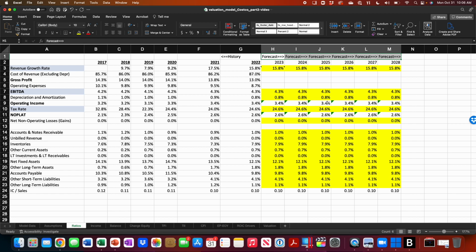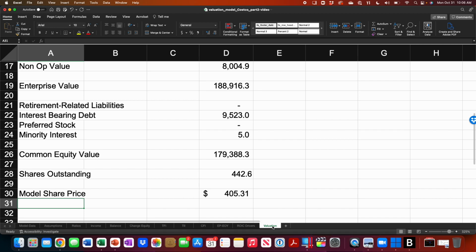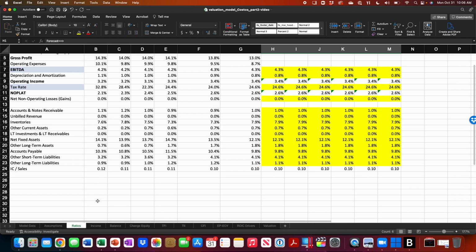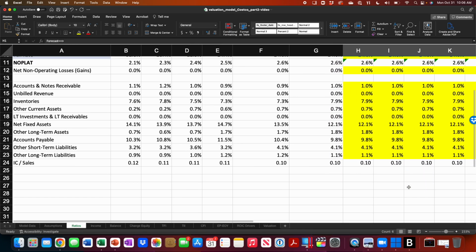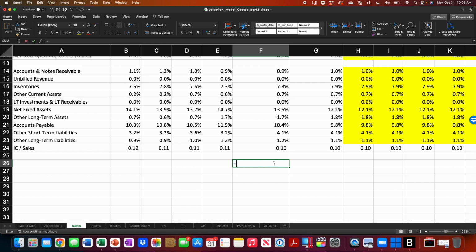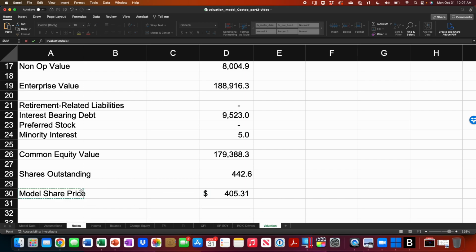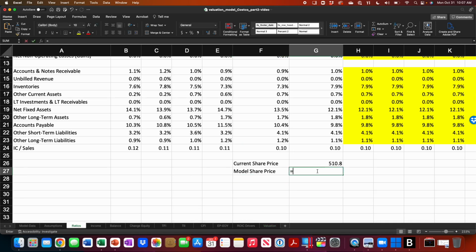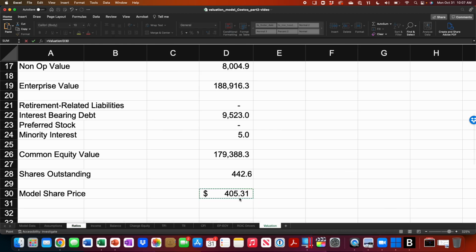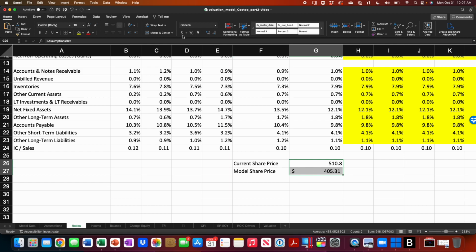It is annoying that every time you change the ratio, you've got to go look at the valuation tab to see how it changed. So what we're also going to do on the ratios tab, to make our lives a little bit easier, is down here near the bottom, again, I'll make it slightly bigger, I'm going to put in equals from the assumptions, the current share price, not yellow, because I'm referencing it, and the row below equals, from the valuation tab, the model share price, and that is the 405.31. So I'll format that similarly.